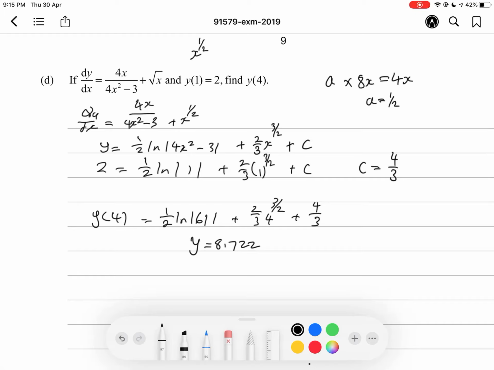That should be our final answer for this question, and that will get us a merit grade, with an achieved grade being a correct integration. So correct integration would be up to this step here, that will get you an achieved.